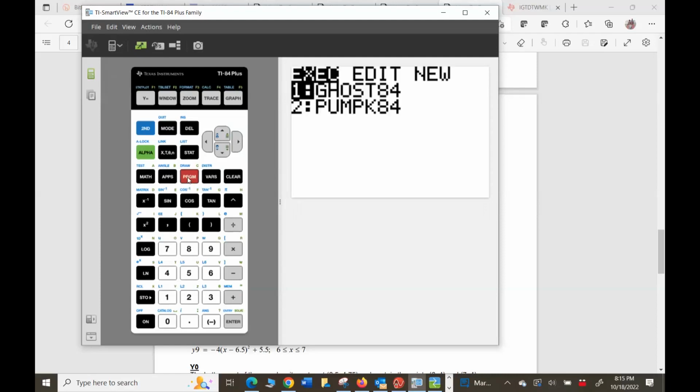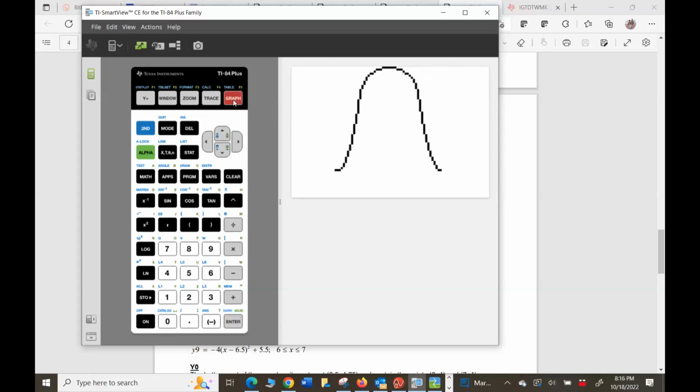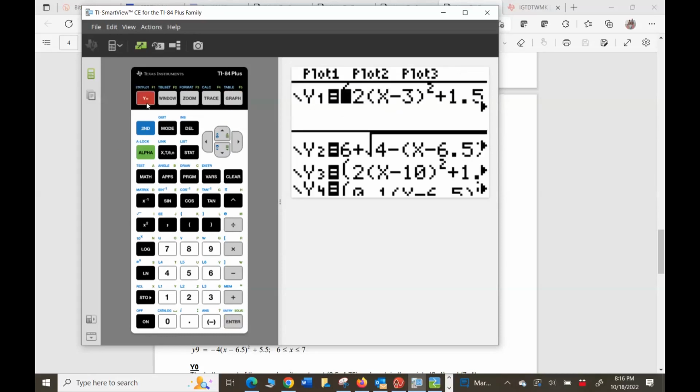So this one, when I go to program, I only have 2 on the 84 because I rarely use the grayscale calculator. So I'm going to go ahead and press enter and press enter again. And it says press graph to see the ghost being drawn. So I'll do that. And there's that ghost right there. And the equations are very similar to what I had before. So not a whole lot there, except that.